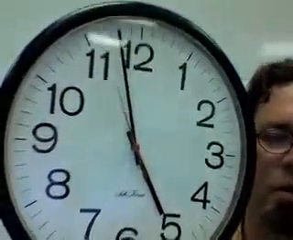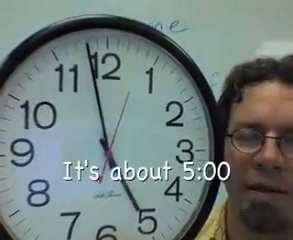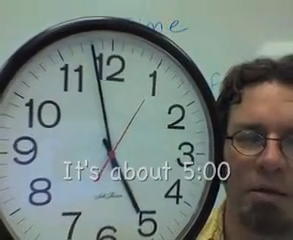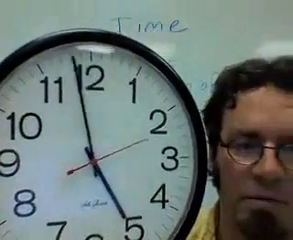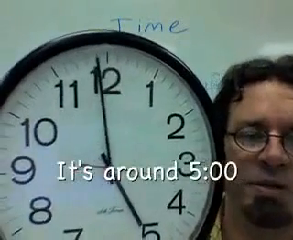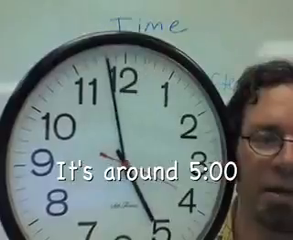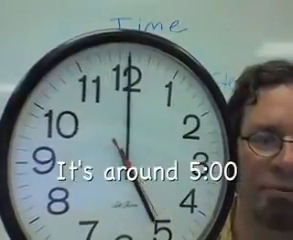Right here, once it gets to this area here, you can say it's almost 5 o'clock. It's almost 5. Or it's about 5 o'clock. In this area here, anywhere around here, if it's before 5 o'clock, if it's before the hour, or it's just after the hour, you can say it's around 5 o'clock. Any space here, any time right about here, it's around 5.